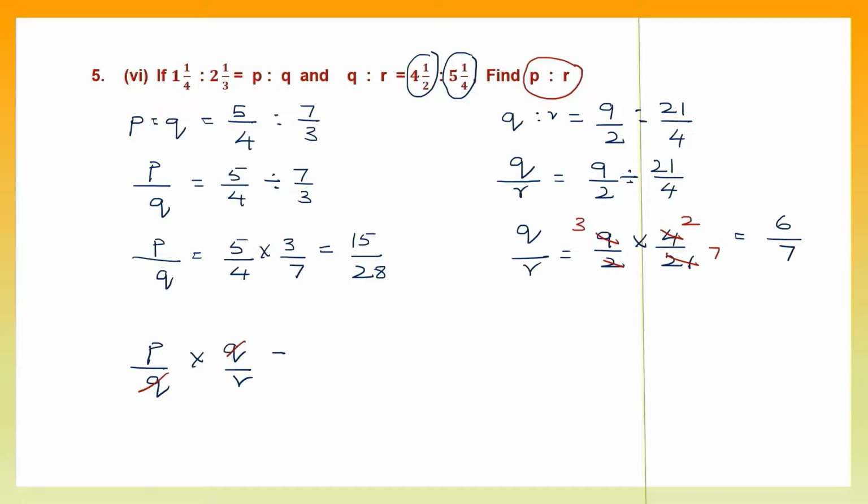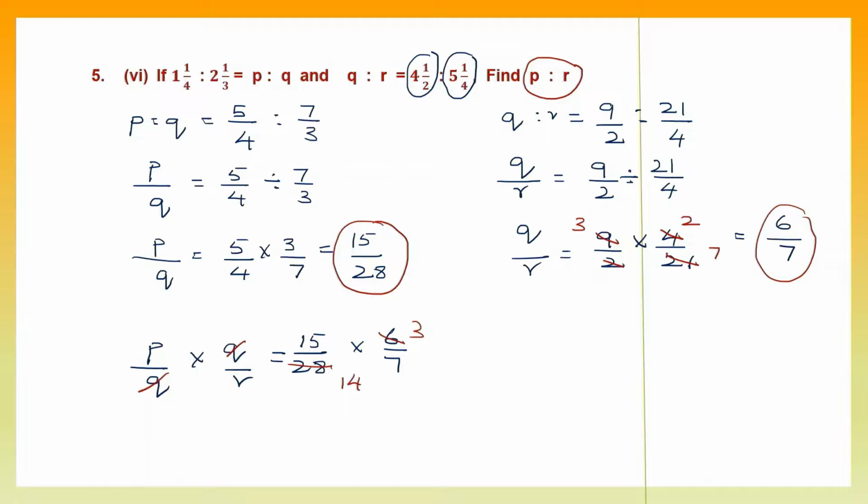So let me continue. How much is P by Q? It is 15 by 28. So let's write it down. 15 by 28 into how much is Q by R? We found it to be 6 by 7. So that becomes 6 by 7. Now see if there's something we can cancel here. I can cancel 6 and 28 by 2. 2 3s are 6 and 2 14s are 28.